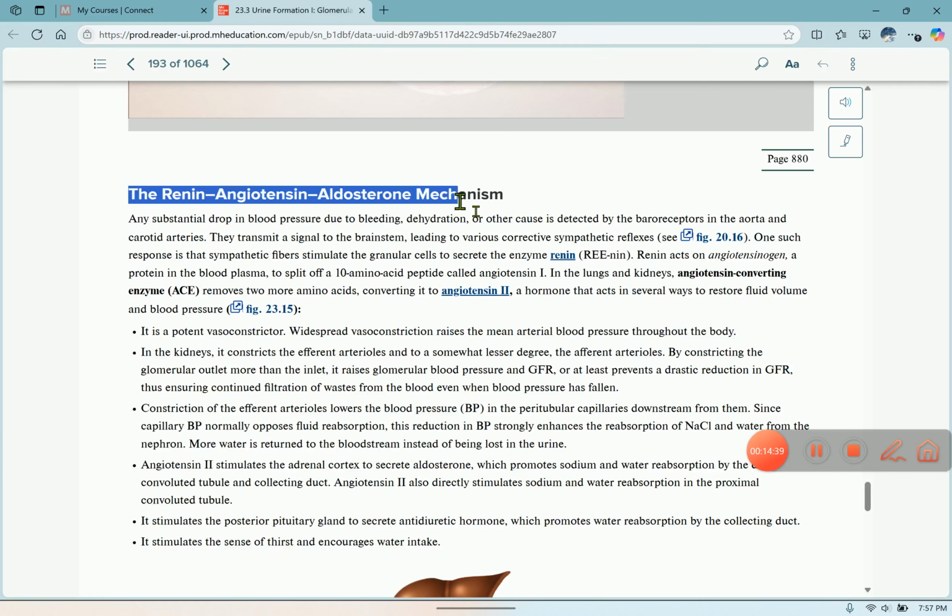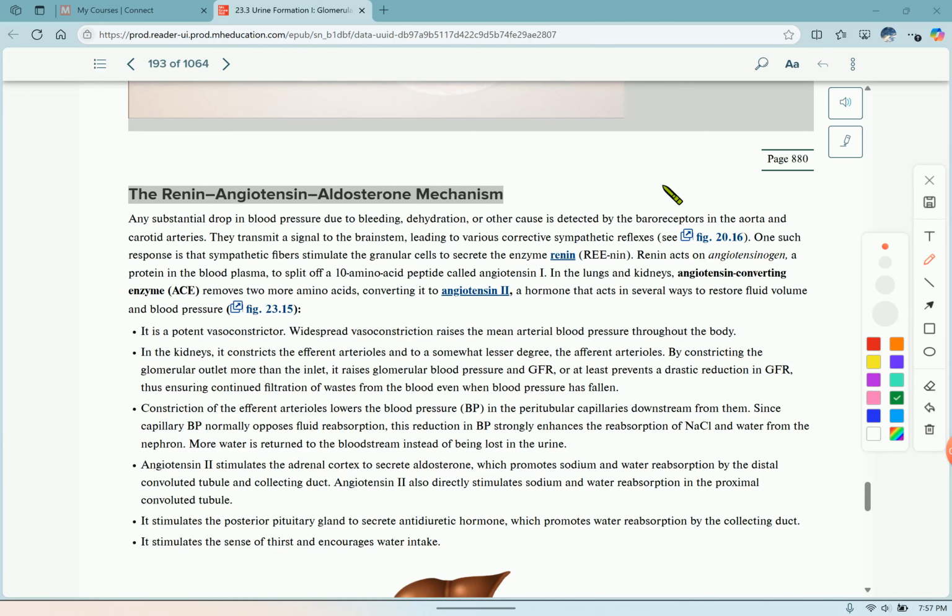All right, the renin-angiotensin-aldosterone mechanism. We covered this in the endocrine system, I believe, but let's revisit that. So the stimulus is a drop in blood pressure. So currently we have a drop in blood pressure, and the goal would be to increase blood pressure. This is your body's way of compensating. If blood pressure is too low, you need to increase blood pressure. So we're going to go ahead and activate the renin, angiotensin, aldosterone mechanism.